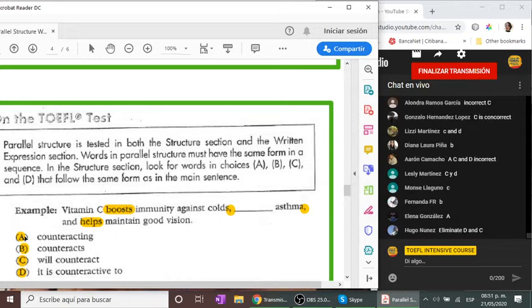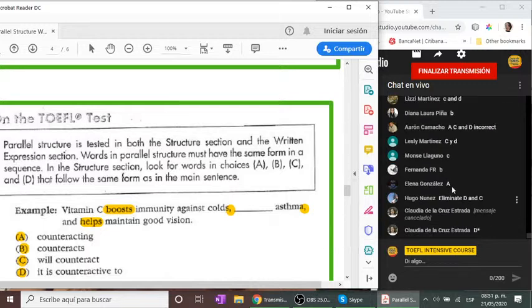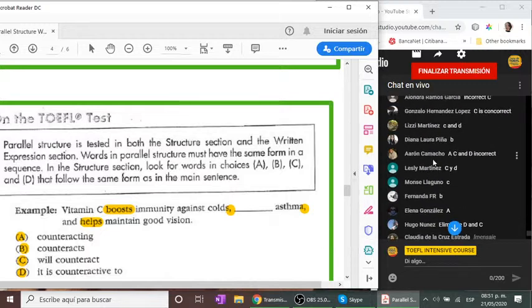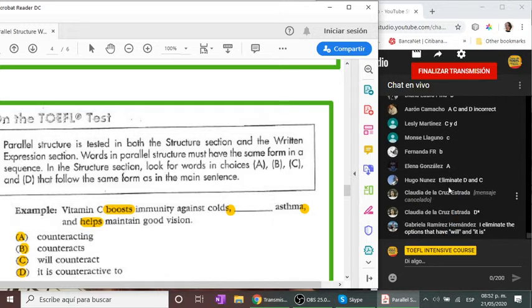Who said C? Why did you say C? Eliminate D and C. Perfect. See, so eliminating. They eliminated. Now look at what you guys did.